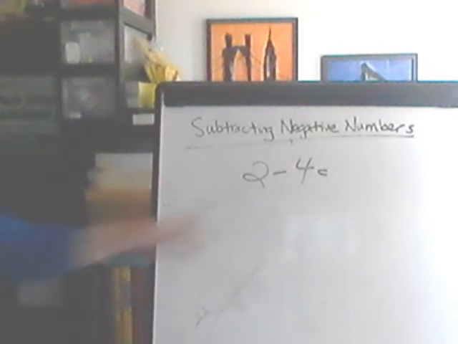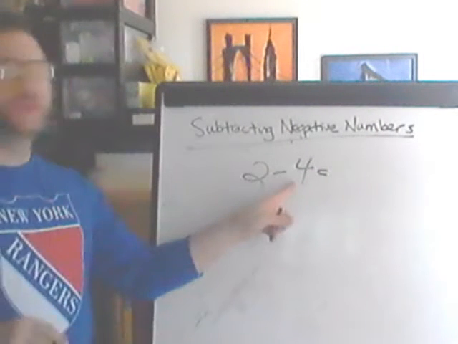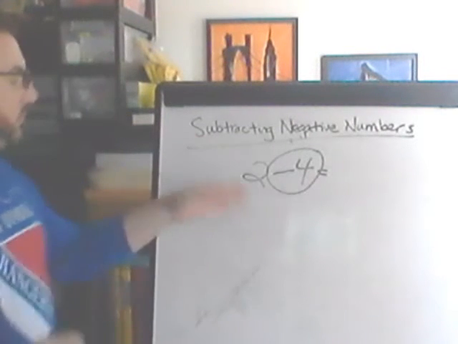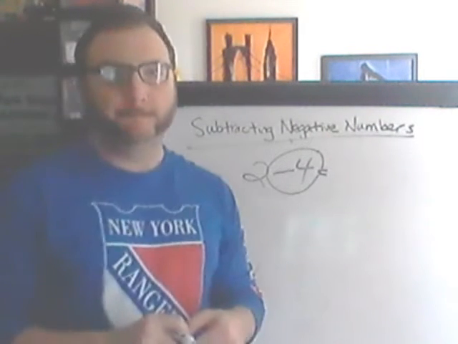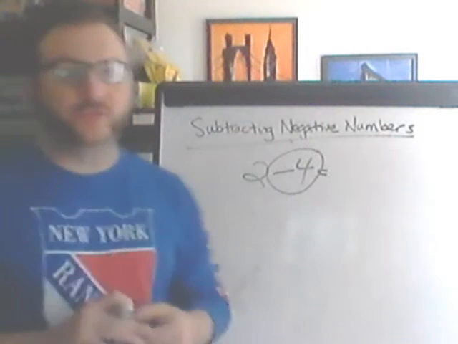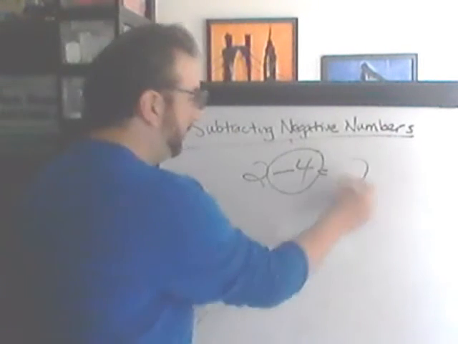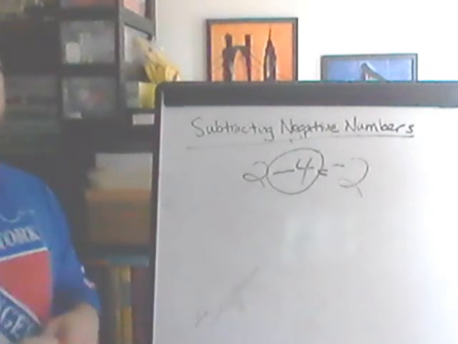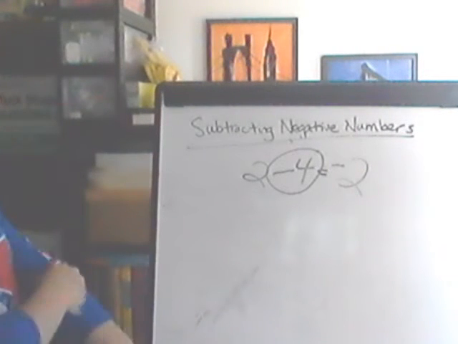2 minus 4. Small positive, larger negative. Because remember, this is still counting as a negative. So 2 take away 4. What would that be? Well, flip it in my mind mentally. 4 minus 2 is what? 2. Remind myself that it's a negative. And there you go. Okay.